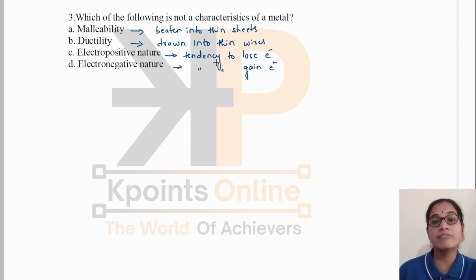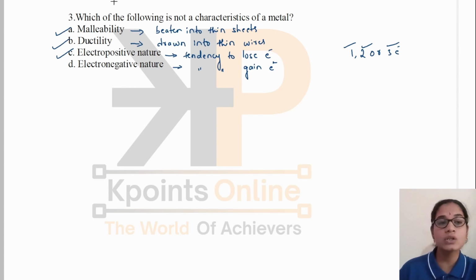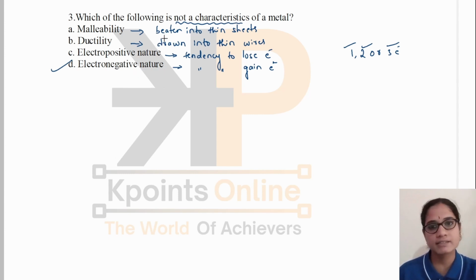We know that all the metals have a tendency to lose electrons, because metals have either 1 or 2 or 3 electrons in their outermost shell. So in order to form a stable octet, they tend to lose these electrons while combining with non-metals. So here the question is which of the following is not a characteristic of a metal. Metals are malleable, ductile and electropositive. But the option that says electronegative nature is wrong. So the correct answer is D. Please observe the question properly. They have asked which is not a characteristic of a metal, so electronegative nature is not a characteristic of a metal.